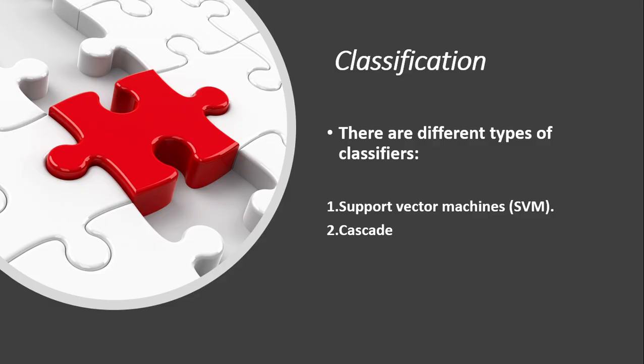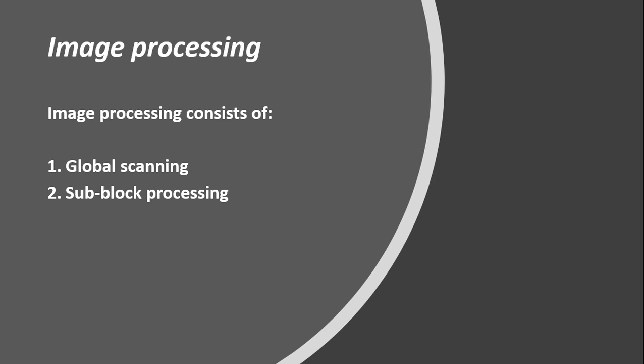And let's go to step number 2, which is classification. We have different types of classifications, and we are just going to mention the support vector machines, and way number 2, which is the cascade classification. Here, the most important for us is the step of image processing. The step of image processing consists of global scanning and sub-block processing.